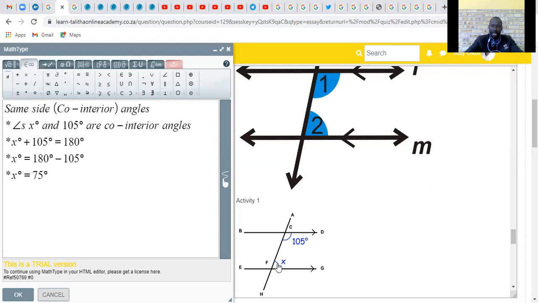Considering or identifying clearly that they are on the same side, and that means they are co-interior angles, or same side interior angles. And from there, we then go to the next step, that these angles x and 105 add up to 180 in degrees. Then now when we are done with that, we just have to find the solution to x. And how do you find the solution to x?